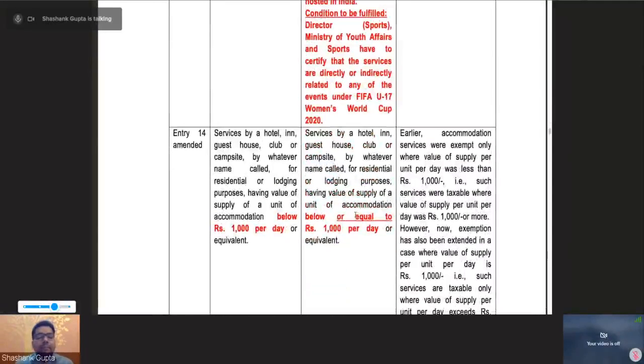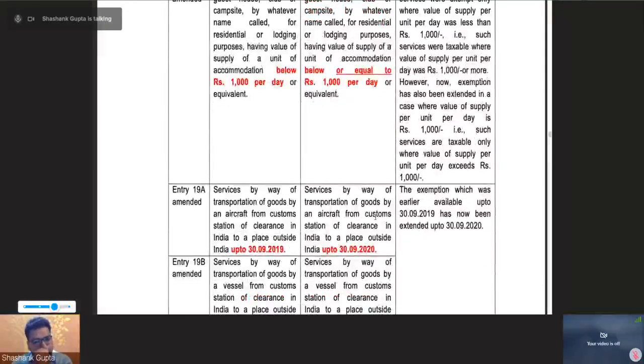Next is services by a hotel, inn, guest house, club or campsite by whatever name called for residential or lodging purposes having value of supply of a unit of accommodation. Earlier it was below 1000, now it has been revised to equal to 1000. So for this we had already done a practical question.